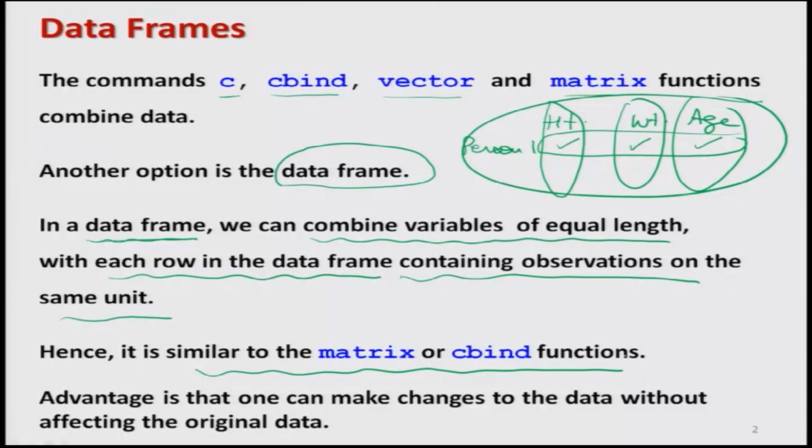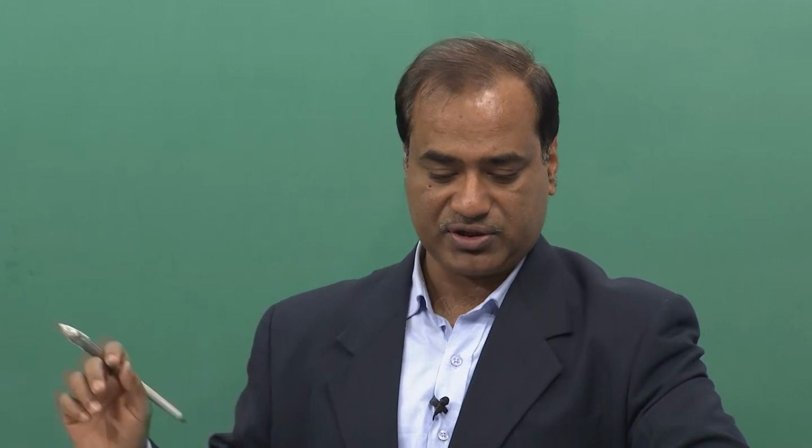Then what is the difference between the two? Why should I use the structure of a data frame rather than using the matrix or cbind function? The difference is the following. One advantage of the data frame is that one can make changes to the data without affecting the original data. It means I can make different types of manipulation over the data frame, and the original data set will not be altered. That will remain as such. That is the first advantage.